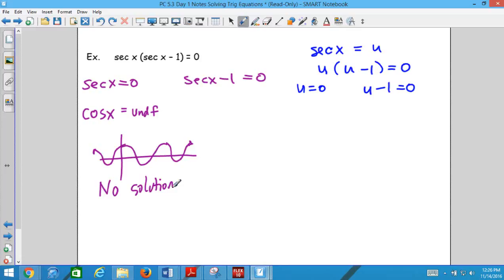So the second part, secant x minus 1, is the same thing as secant x equals 1, which is the same thing as cosine x equals 1, because we reciprocate 1 and it's still 1. So where is cosine equal to 1?